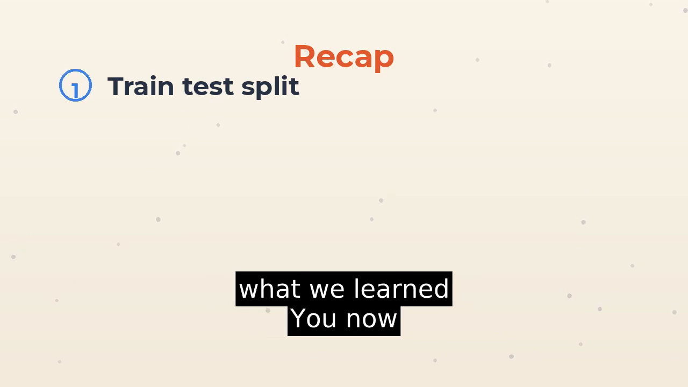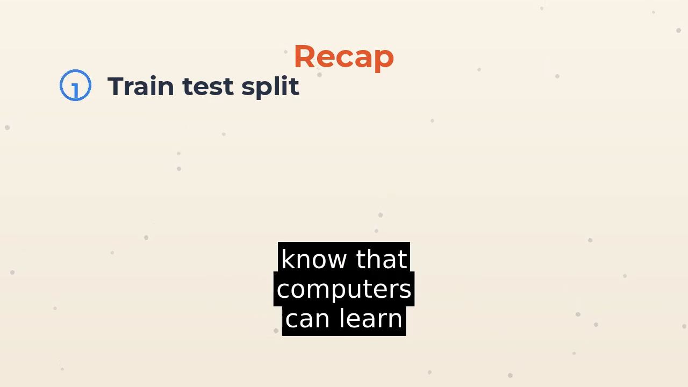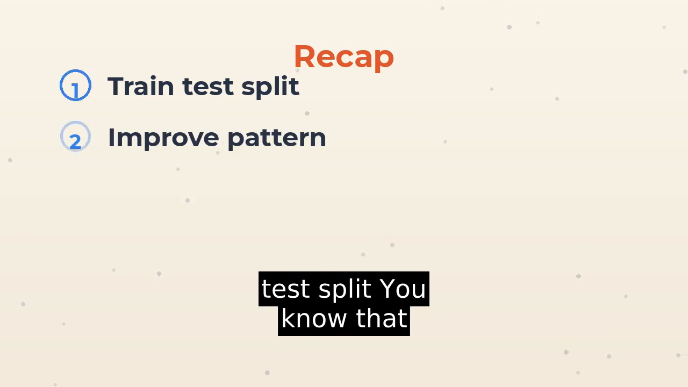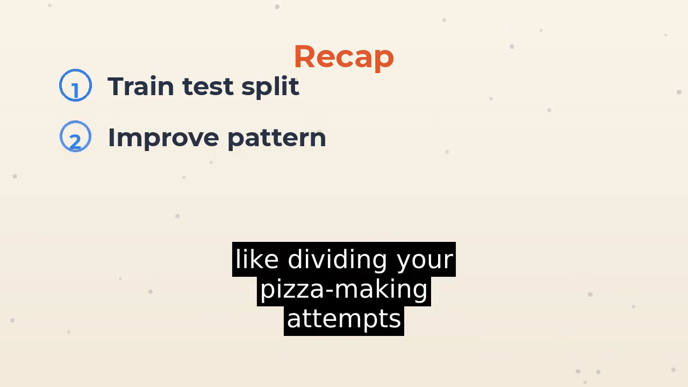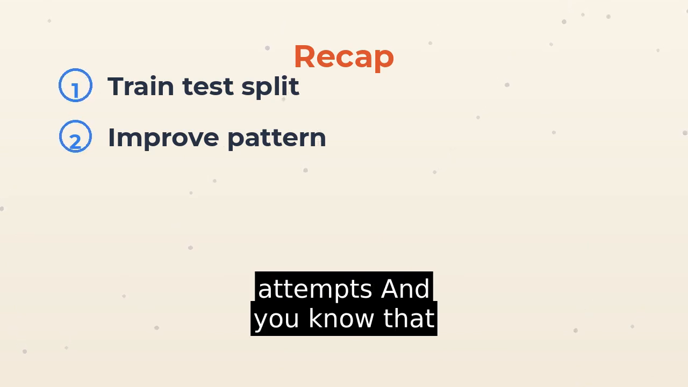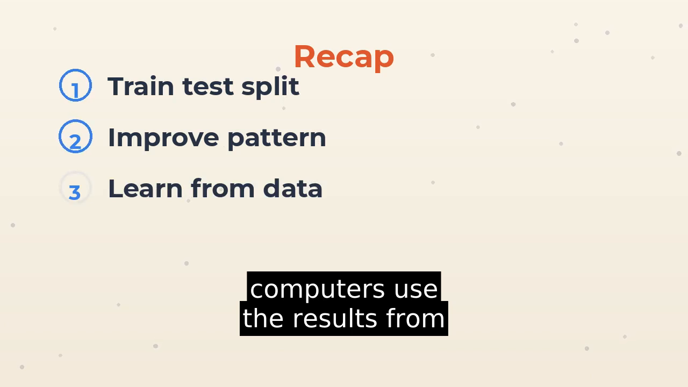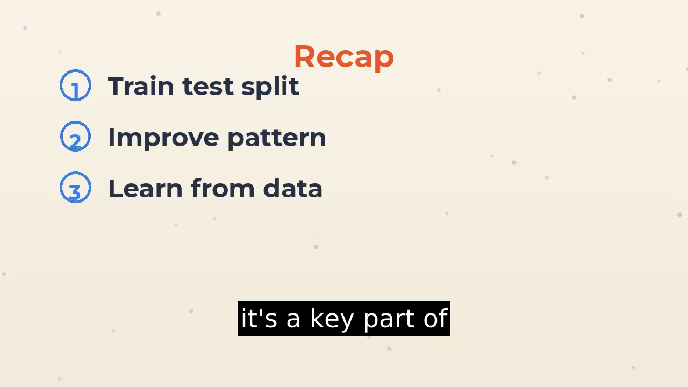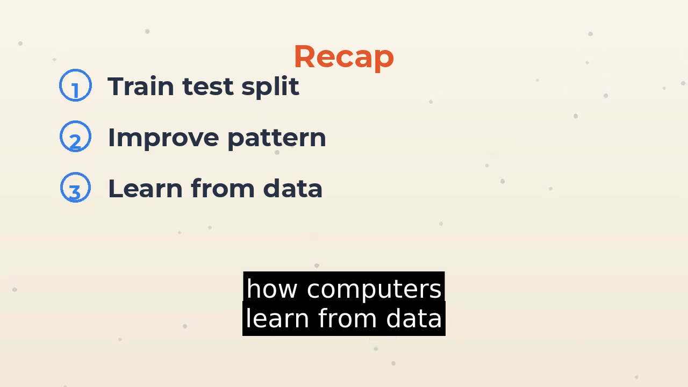So, let's recap what we learned. You now know that computers can learn from data using a train test split. You know that the train test split is like dividing your pizza making attempts into practice and final test attempts. And you know that computers use the results from the testing attempts to improve their pattern recognition. That's like making the perfect pizza, and it's a key part of how computers learn from data.